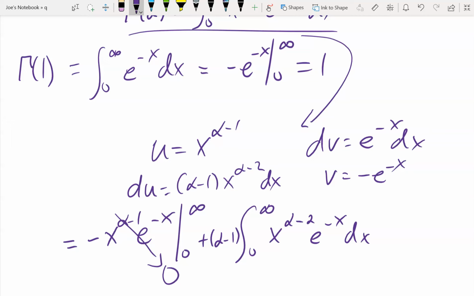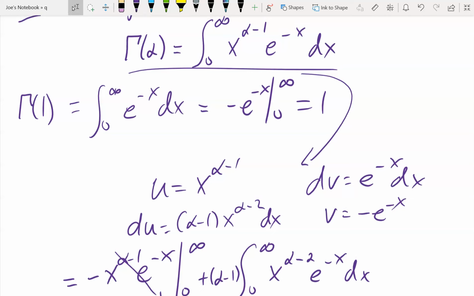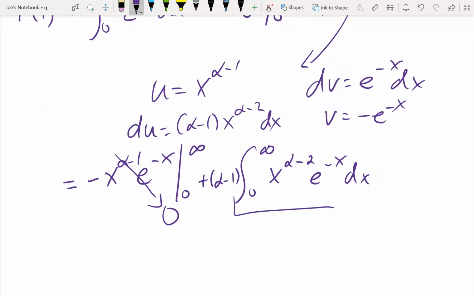This part over here, though, looks like what we're trying to integrate, doesn't it? What's been changed? There's an alpha minus 1 in front, and this power on the x went down by 1, didn't it? Now remember that when we did gamma of alpha, I got alpha minus 1 as my exponent, right? That was how it was defined, correct? So how can I rewrite this integral in terms of the gamma function?